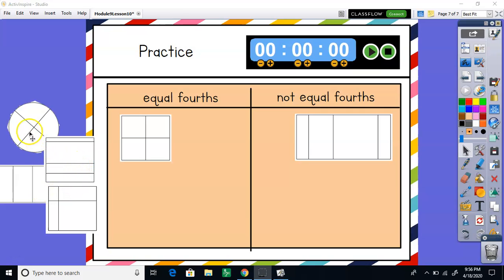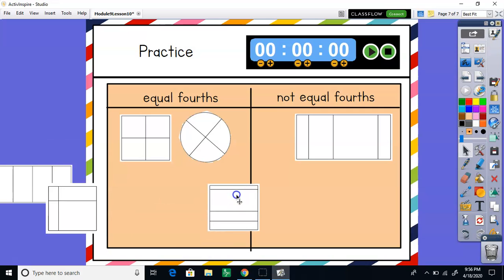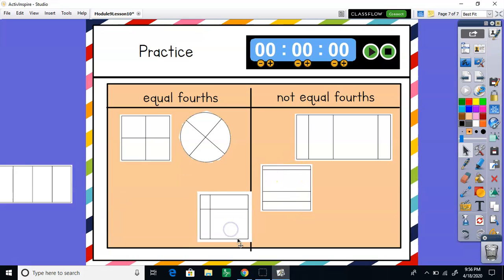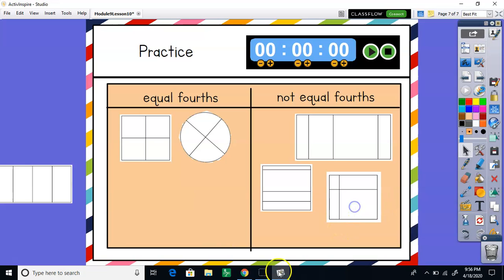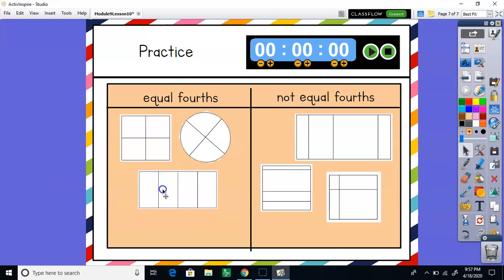Let's try another one. So we've got this circle. Do I have 4 equal parts? I do. How about this one? Are all 4 parts equal? Nope, they are not. That is much bigger than that part. How about this one? It's pretty, but it's not equal parts. So I'm going to put it over there. And this one, it does have 4 equal parts.